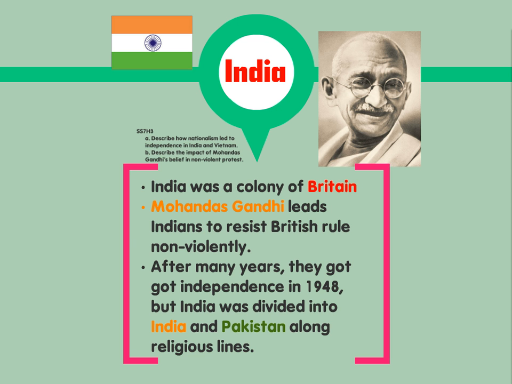Now, Gandhi was, in fact, effective at gaining independence for India. It took a long time, but they gained independence in 1948. Unfortunately, independence did force them to divide. So India, when it became independent, got divided into India and Pakistan along religious lines, with a primarily Hindu population living in India and a primarily Muslim population living in Pakistan.